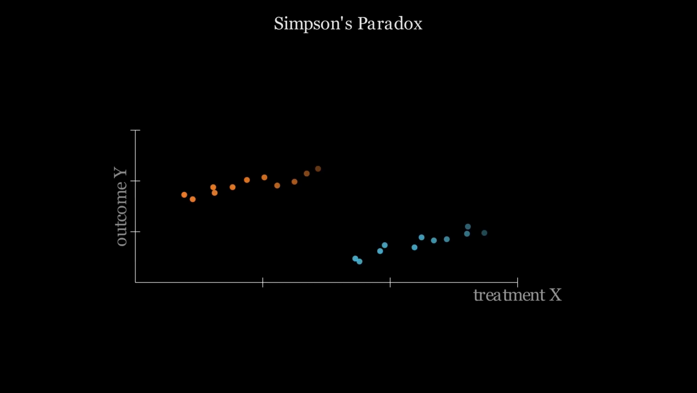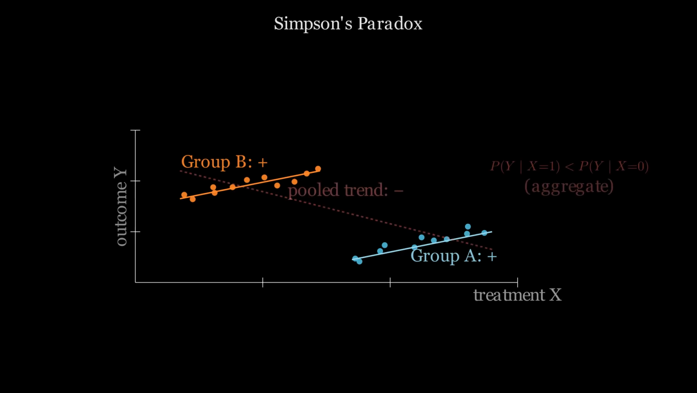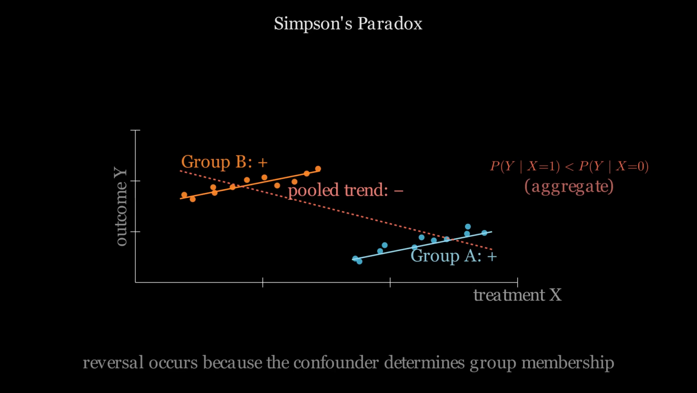When a confounder determines both group membership and outcome, aggregating over groups can reverse conclusions. A treatment can appear beneficial within every subgroup but harmful in the aggregate. The reversal occurs because the confounder causes sicker patients to receive more treatment. Conditioning on treatment does not condition on severity. The aggregate comparison mixes two different causal structures. This is not a statistical anomaly. It is the mathematical consequence of aggregating over an uncontrolled confounder.